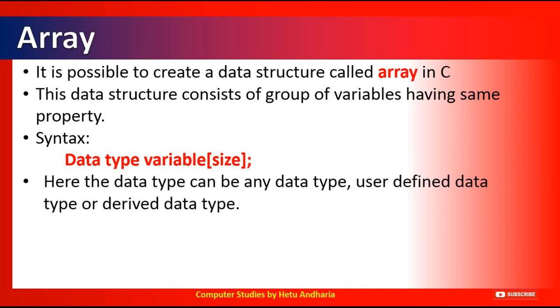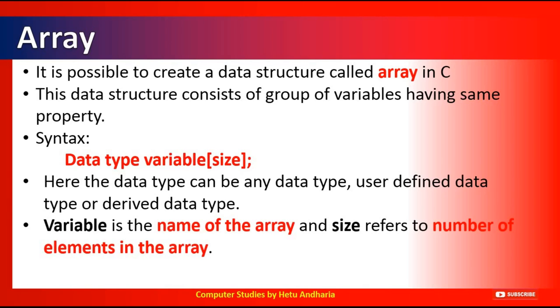Then here the data type can be any data type. It would be integer, float, character, or it could be any derived data type or user defined data type, anything it could be. Variable is the name of the array and the size refers to the number of elements in the array. Now I will explain you this concept properly with an example. This is just the thing which I read from the textbook which I had typed here. Now practically I will explain you with an example.